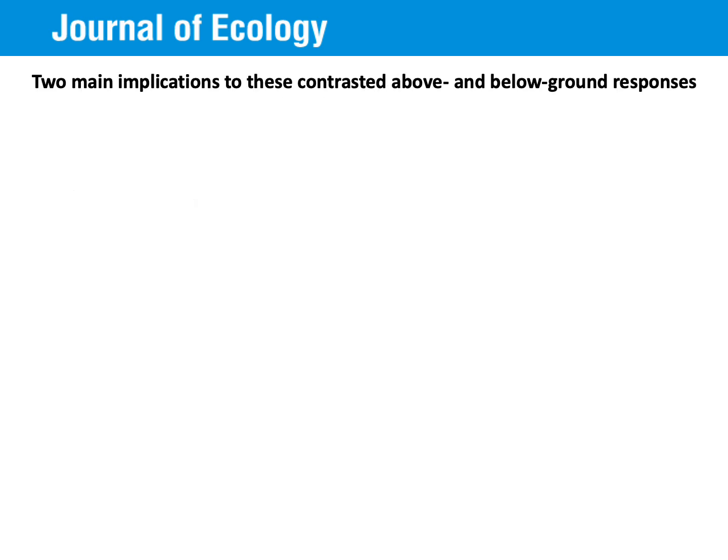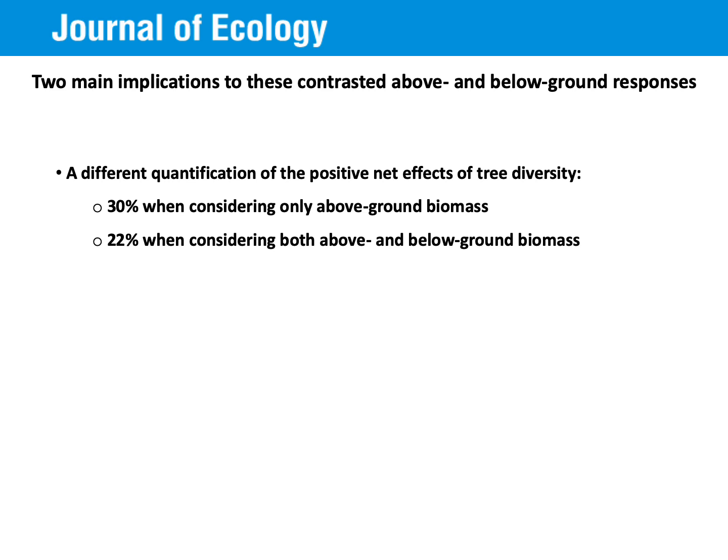In conclusion, we found two main implications to these contrasted above and below-ground responses. Our first discovery was that our quantification of diversity effects are larger when using only above-ground biomass. Mixtures showing positive effects add on average 30% more above-ground biomass than expected from their respective monocultures. When we use both above and below-ground biomass, this number was reduced to 22%.